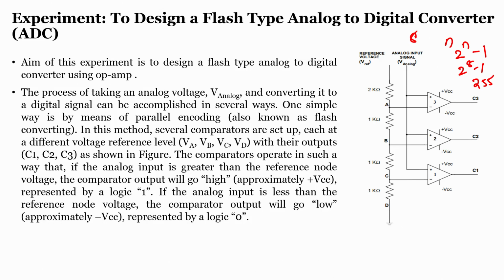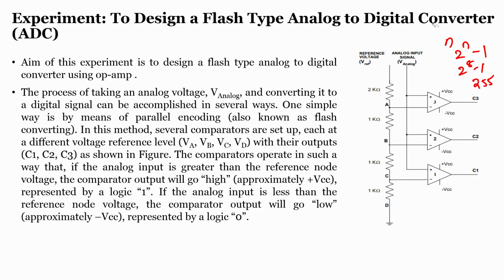So the higher the number of bits that you are planning to convert from analog to digital, the higher the cost, the higher the complexity, and the bigger the size of your complete system too. As a result, flash type ADCs are generally used only for lower bit conversion. But forget about all these things. First we will understand how exactly this flash type ADC converts analog to digital.